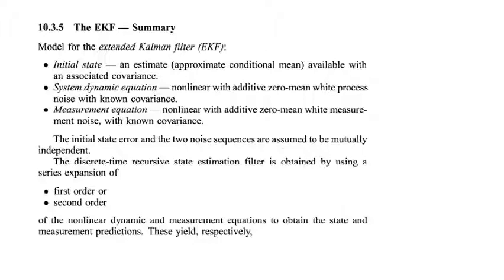So let's summarize the extended Kalman filter. You have some initial state as already explained. You have a system dynamic equation, maybe nonlinear or linear. And then you have a measurement equation, which can be nonlinear. We talked about this in the previous example, like converting polar coordinates into Cartesian. We assume that the measurement equation is nonlinear. Then we saw that the measurement and the process noise are assumed to be mutually independent. Then state estimation can be done by linearizing your nonlinear dynamics.